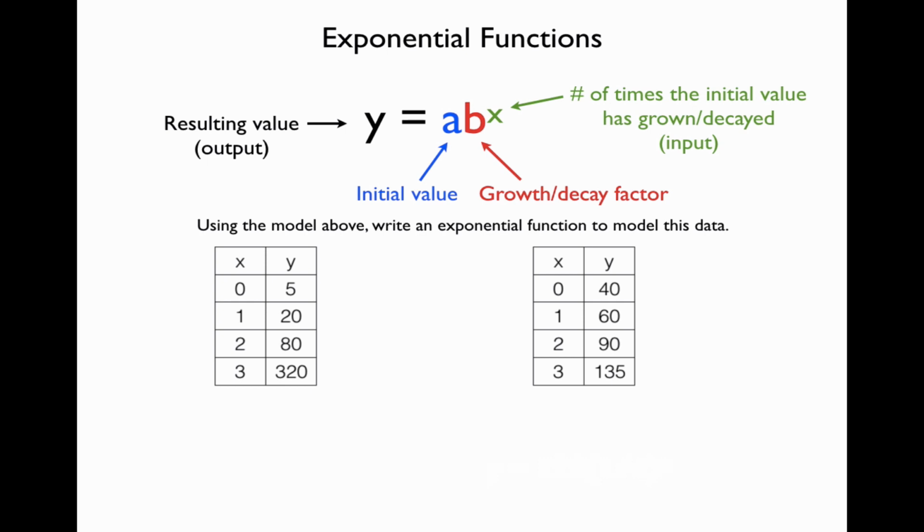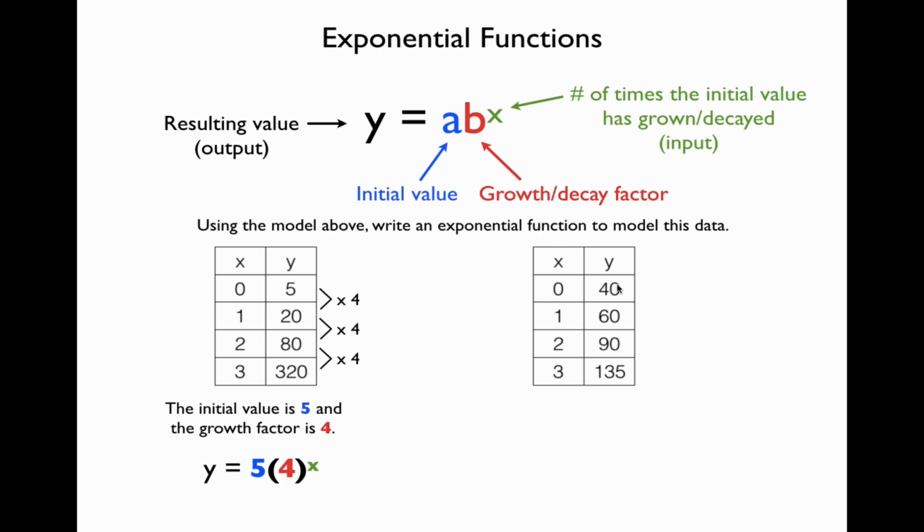All right, let's see how you did. So in the first model, our initial value was 5, and we kept multiplying by 4. So if our initial value is 5 and the growth factor is 4, then our equation should look like y equals 5 times 4 to the x.